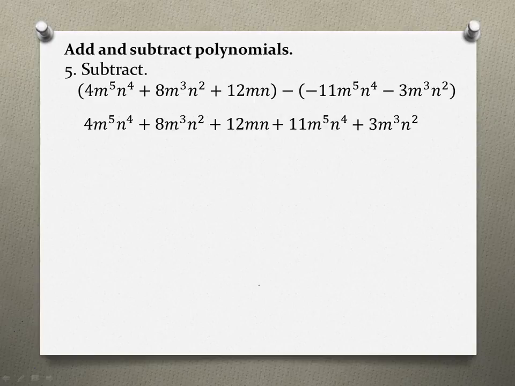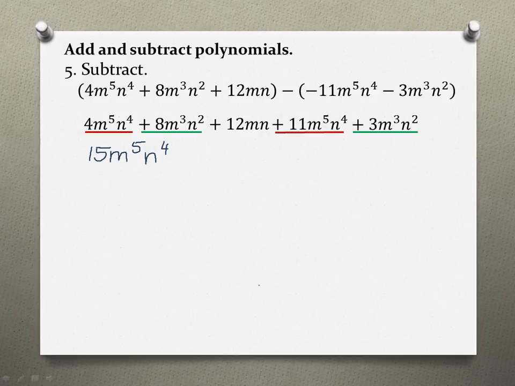Now in the next step we will have to look for like terms, and we define like terms to be terms that have the same variable and the same exponent or degree. And here we see that 4m to the 5th n to the 4th and 11m to the 5th n to the 4th are like terms, and we can just add them together, which will give us 15m to the 5th n to the 4th. We're basically just adding the coefficients, and the variables and their degrees stay the same.